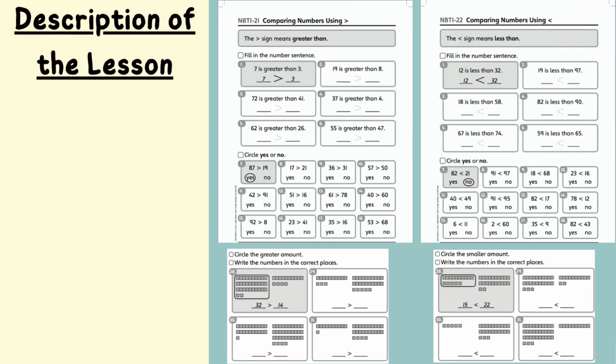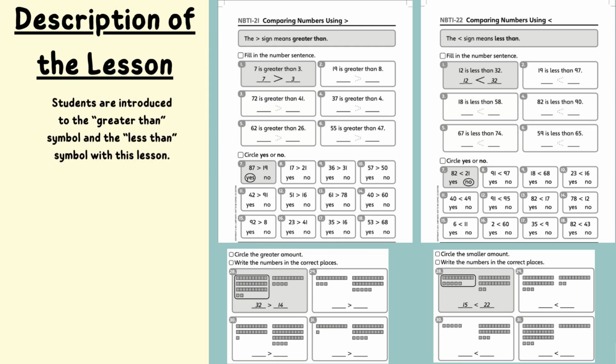For our assignment, we have chosen to examine the Jump Math lessons NBT 121 and NBT 122. We believe that using both of them together can provide students with a well-rounded lesson, as one of them introduces the greater than symbol, while the other introduces the less than symbol. The lesson begins with the greater than sign.